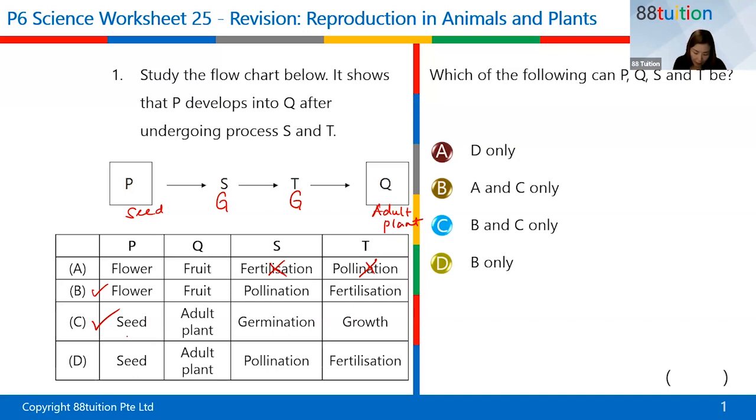But can I have pollination here, and then after that, followed by fertilization? Is it correct? Cannot be. Seeds undergoing pollination is not going to be possible. So this is not correct. Answer is C.